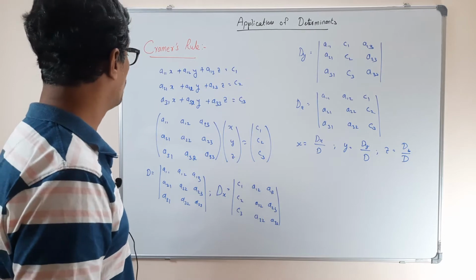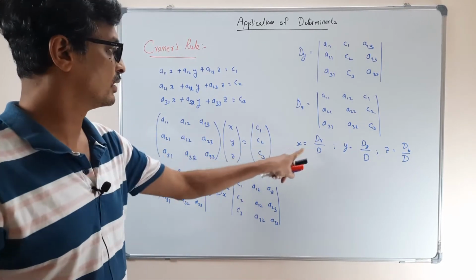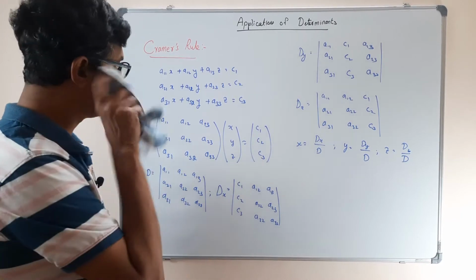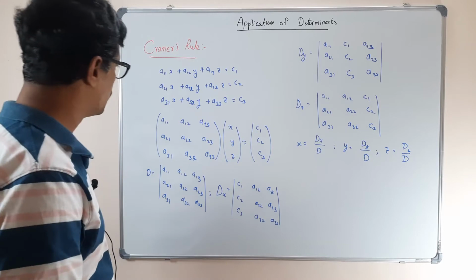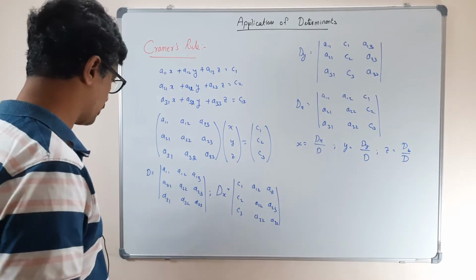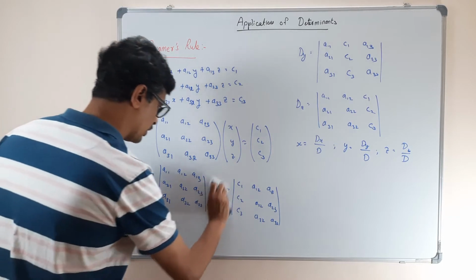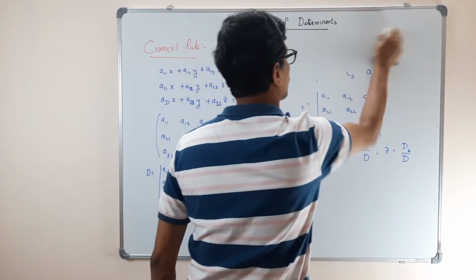Do you want to know the proof of Cramer's rule? How does this come out to be x? Let us try to prove it. Let us keep this one up to here, and let this be D. We are now going to see the proof of Cramer's rule.